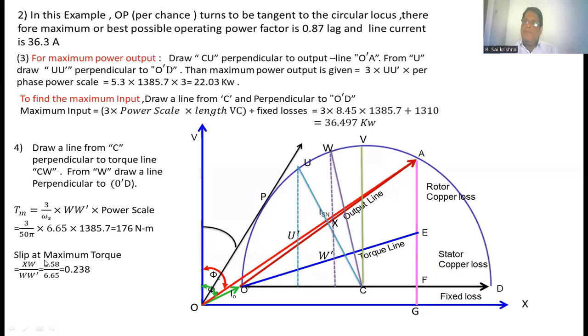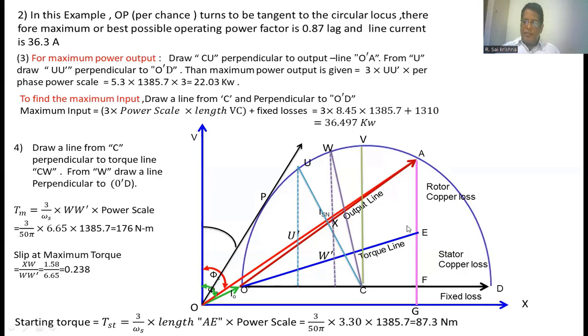Next is slip at maximum torque. Again, to find the slip at maximum torque, we should know the rotor copper loss and the rotor input. XW is the rotor copper loss. WW dash is the rotor input to the induction motor at maximum torque. Now take the ratio between XW by WW dash. Measure these two lengths, 1.58 by 6.65, and we are getting 0.238.